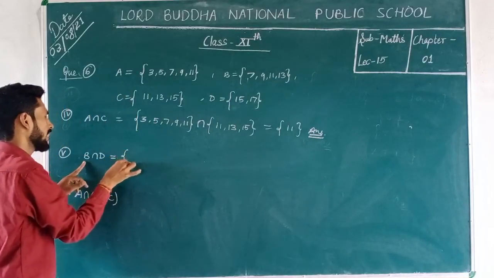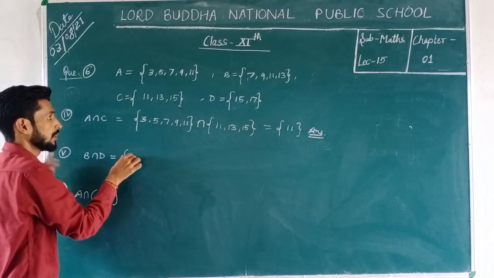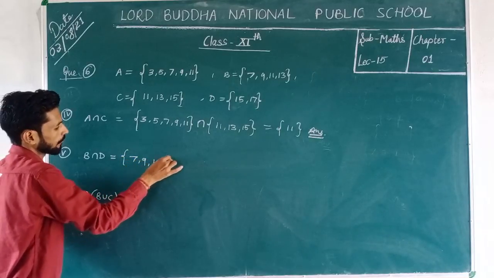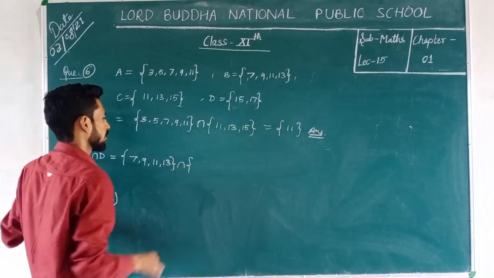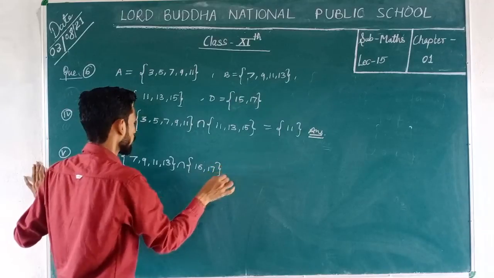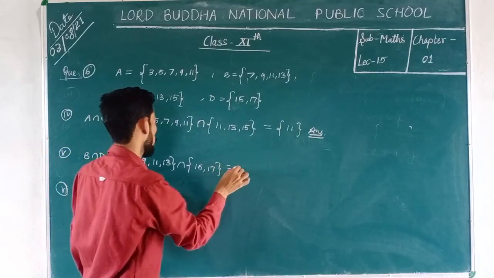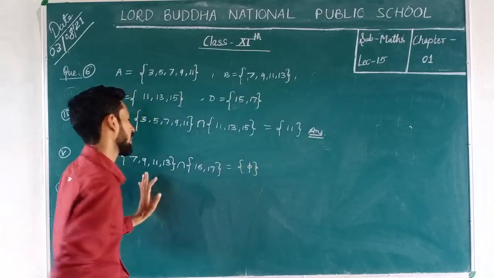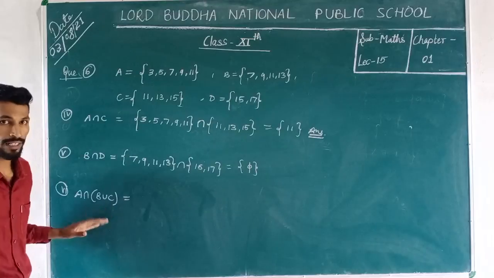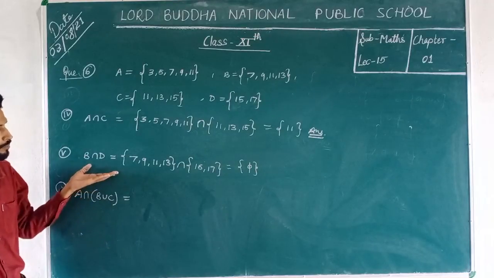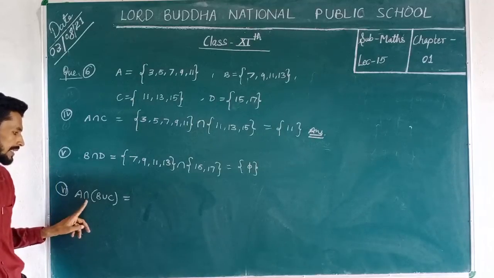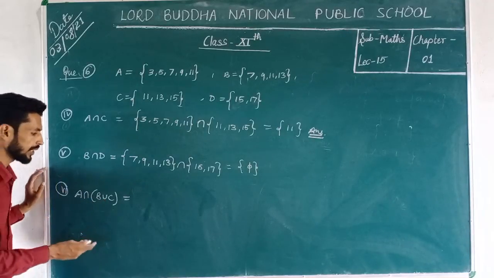And next is B intersection D. The elements of set B are 7, 9, 11 and 13, and the elements of set D are 15 and 17 only. So there is no common element. So we can write here the empty set because no matching elements. But this question is different from the previous part because there are two different signs: first for the intersection and second for the union.